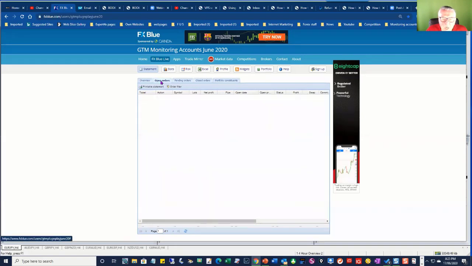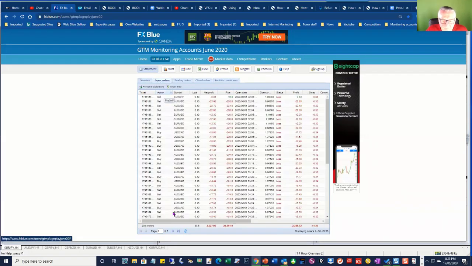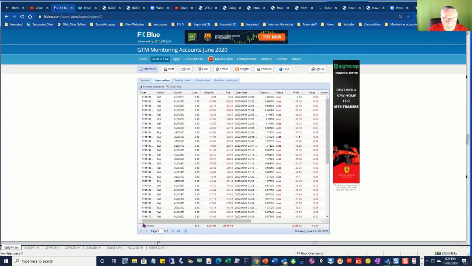And then if we look at the open trades, we have 236. So that gives you an idea of the volume of trades that's happening. Bearing in mind, we're trading 12 EAs at the same time on this particular account.